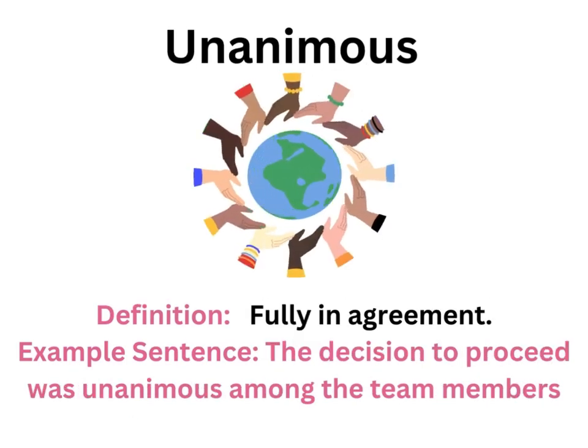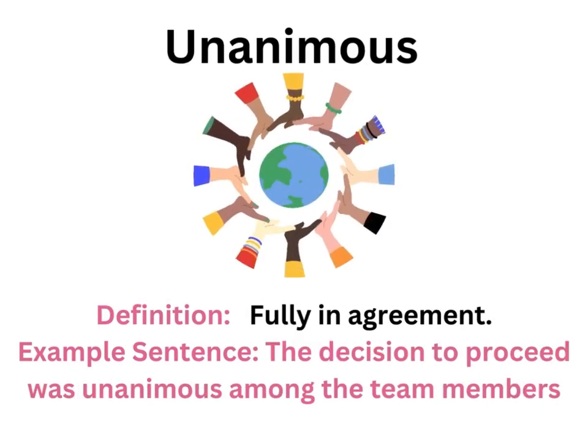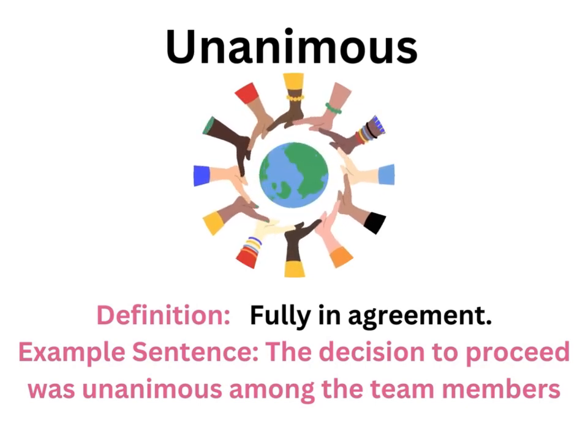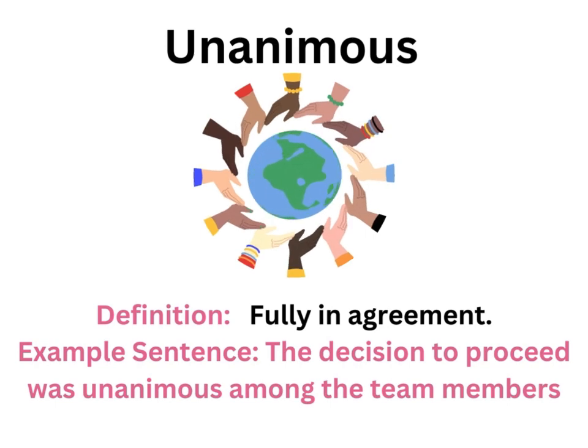Word: unanimous. Definition: fully in agreement. Example sentence: the decision to proceed was unanimous among the team members.